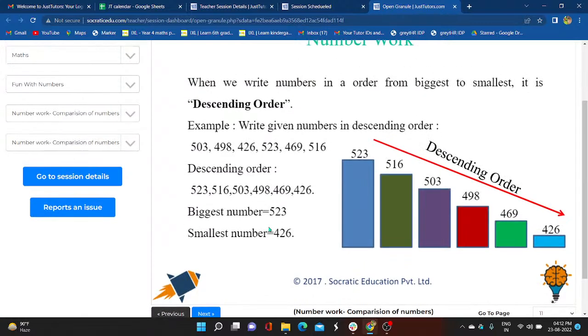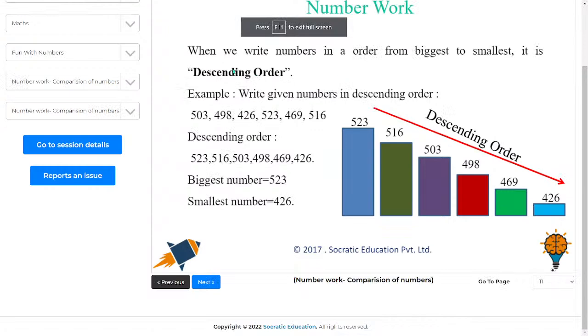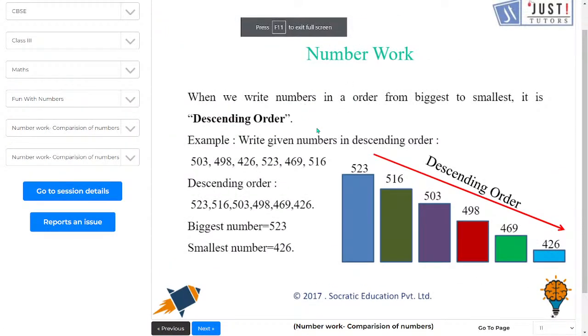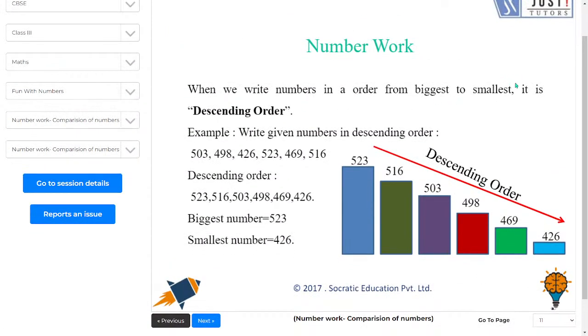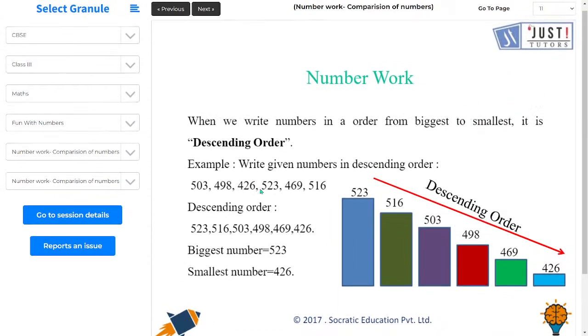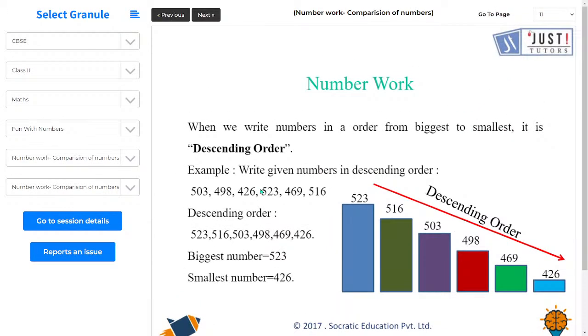Now if we talk about descending order, when we write numbers in an order from biggest to smallest, it is called descending order. So if we are arranging numbers from biggest to smallest, just the opposite of ascending order, we call it descending order.